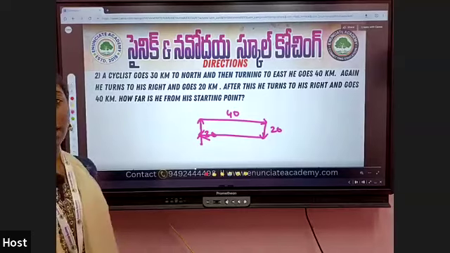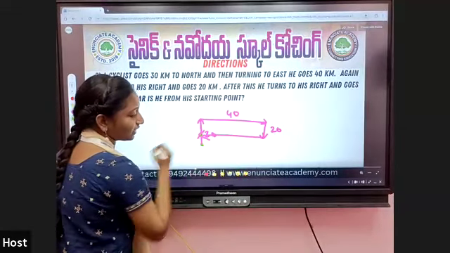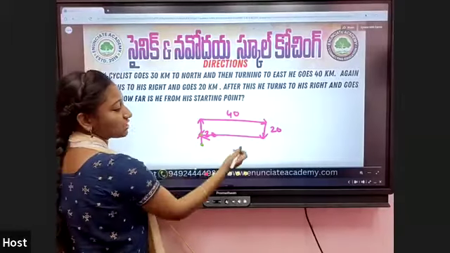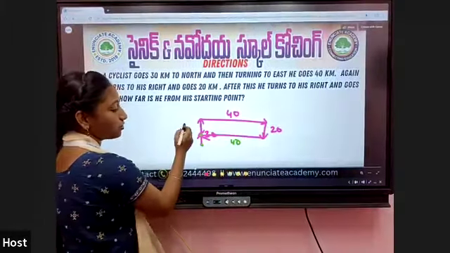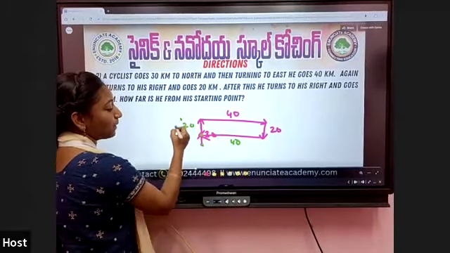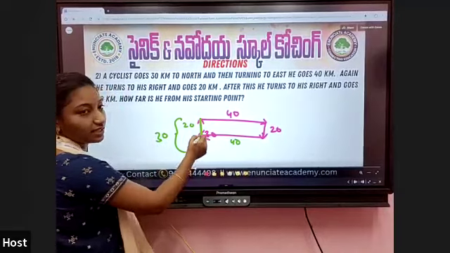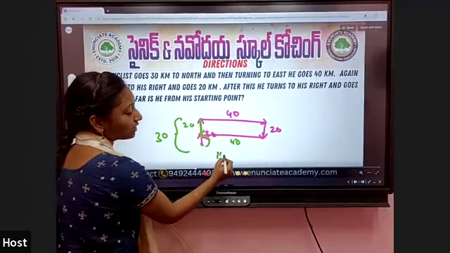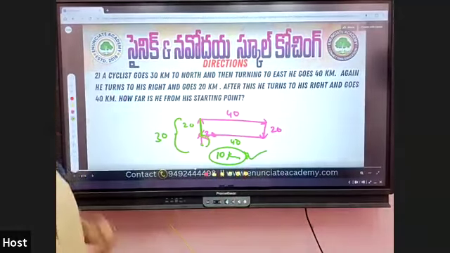How far is he from the starting point? See, this is the starting point, this is the ending point. Here, this distance is 40, this distance is 40. This is 20 and this should also be 20. This complete side is 30 and up to this side is 20. And the remaining part, how much? 10 kilometers. And this is the answer.